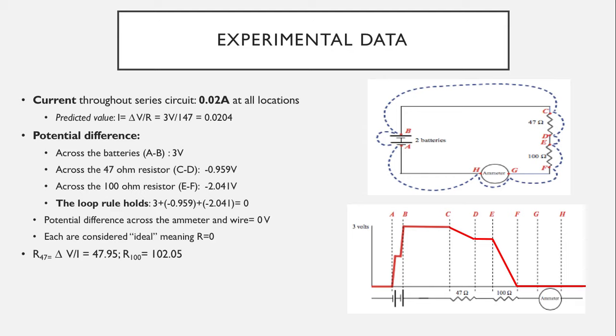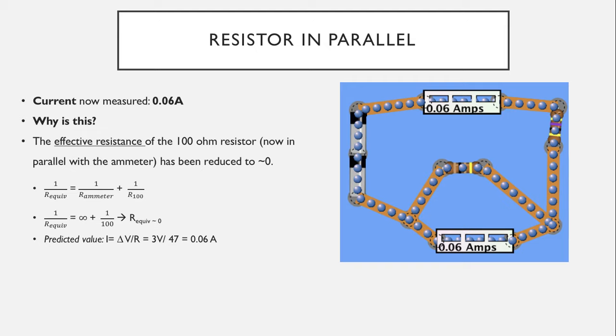And then also note that the potential difference across the ammeter and the wire are 0, and this means that they're considered ideal, so their resistance is 0. So when you put the resistor in parallel with an ammeter instead of in series, the effective resistance of that resistor is closer to 0 in this case because the ammeter has 0 resistance, and the current increases to 0.06 amps.